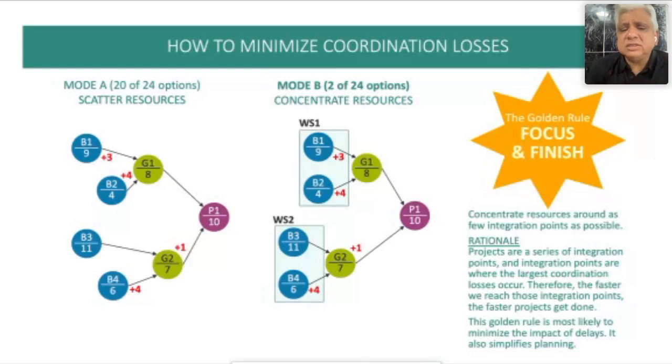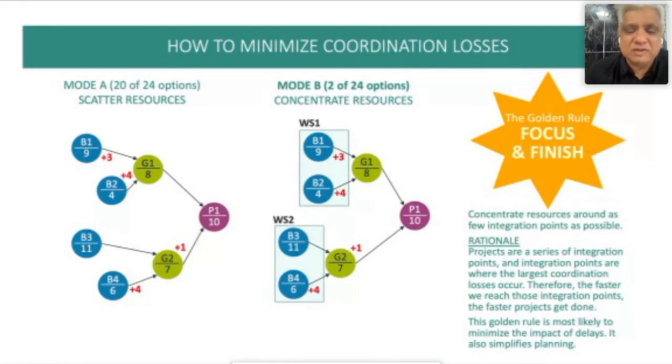Let's look at one more advantage, which is that if I think about my resource allocation in this way, I have only two options. Either I can do this first or this first. Over here, I have 20 options, right? So I also simplify my planning a lot.